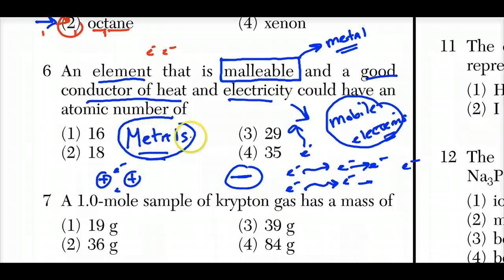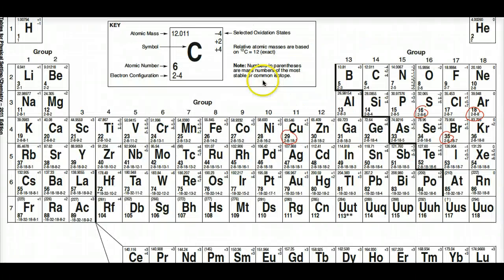Okay, any case, so I'm looking for metals. Now, atomic numbers, 16, 18, 29, and 35. Which one of these is a metal? Let's go see the reference table. So we have copper, atomic number 29, only copper has 29 protons. We've got sulfur, atomic number 16, argon, atomic number 18, and bromine, atomic number 35. Now, of course, the answer is going to be copper because it seems to be different from the rest.